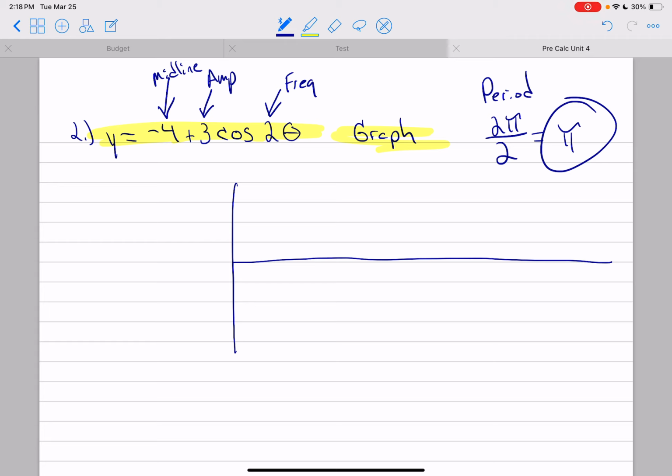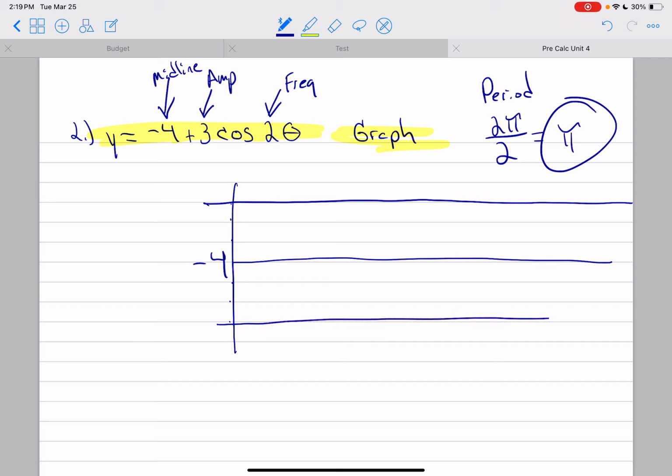I know that the midline is at -4, so I'll just call this -4 right here. I know that the amplitude is 3, so I'm going to go up 1, 2, 3 right here, and I'm going to go down 1, 2, 3 right here. So I know my highs, my lows. What is this? -1 and -7. Okay. Now my normal period would be here at 2 pi, but my period is at pi.